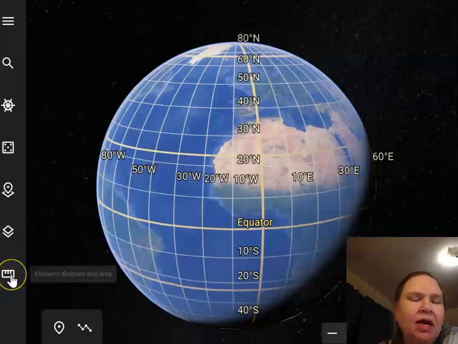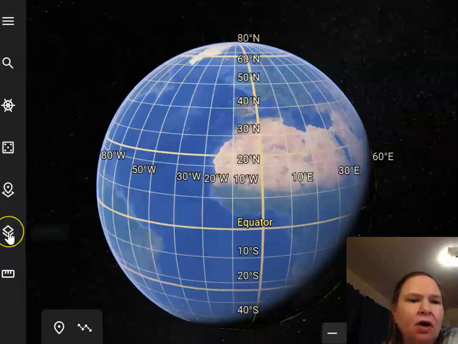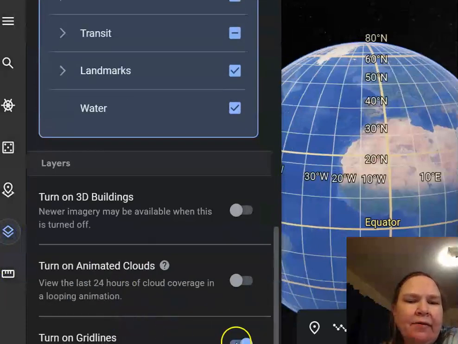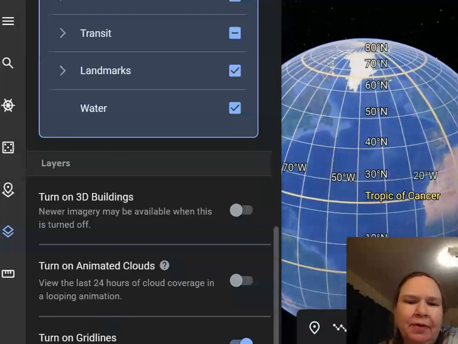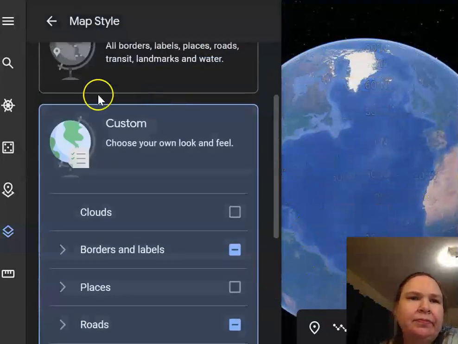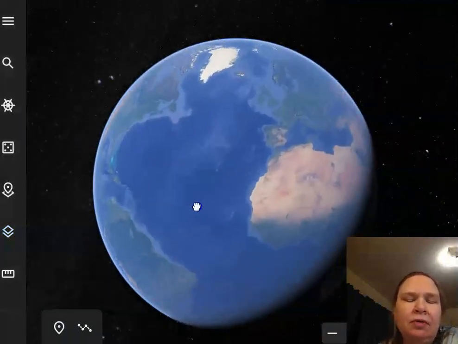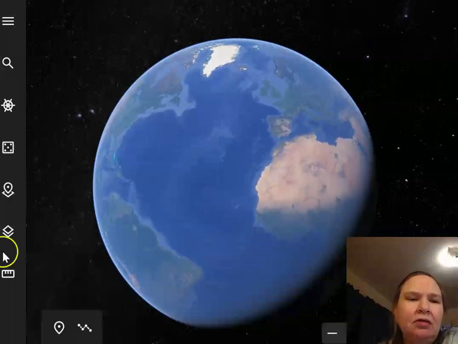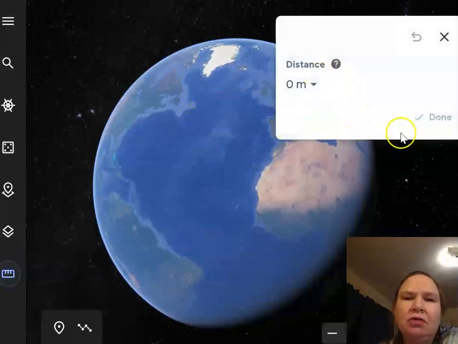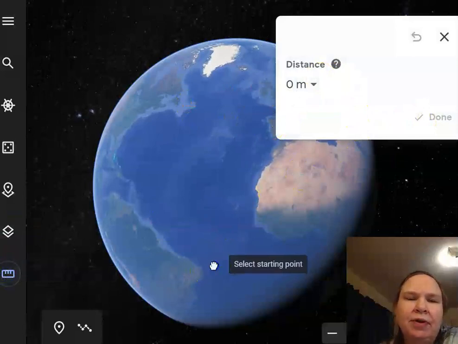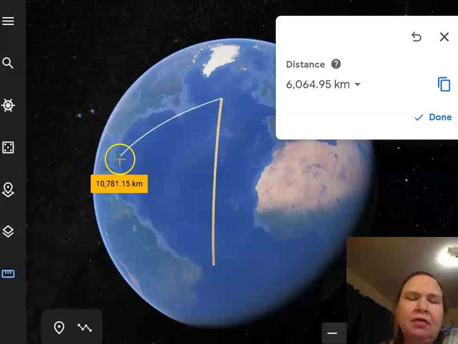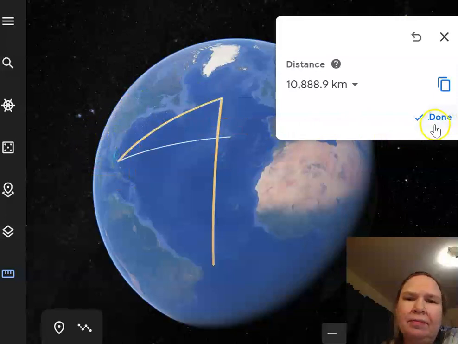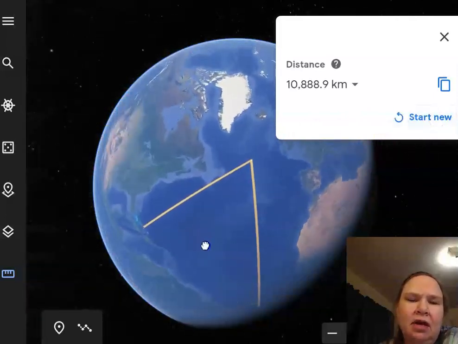Let's think about angles. No, we'll leave the grid lines for a minute. Okay, so I want to think about angles for a minute. And so I'm going to use this distance tool so that it will give me shortest paths. And I'm just going to go one straight path and then another straight path. And so that is an angle.